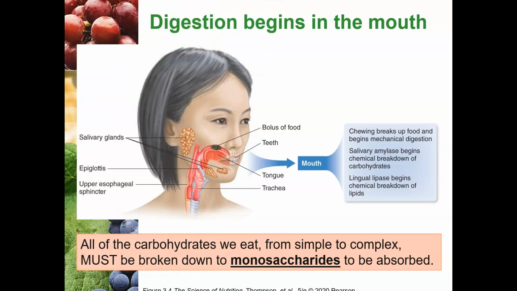Okay, the other day we learned that digestion begins in the mouth. So when we eat our food, we chew it and we break it up. It's mechanically digested and mixed with saliva. And one of the ingredients of saliva is salivary amylase. So the digestion of carbohydrates begins in the mouth with the salivary amylase. So again, remember, the goal is that all the carbohydrates we eat, from simple to complex, have to be broken down to monosaccharides to be absorbed. If they can't, we can't absorb them.